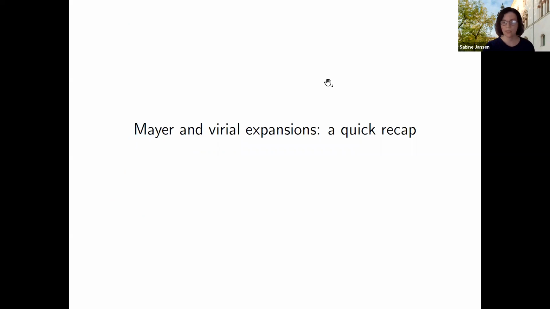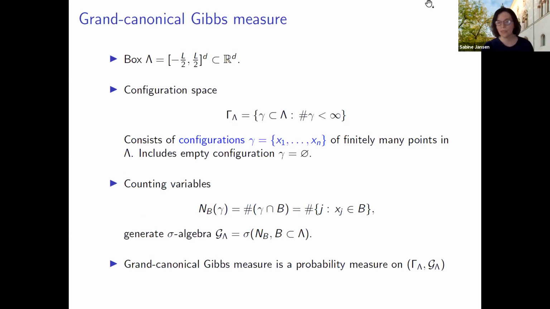All right, so let's start with a recap. Let me first say what kind of models I have in mind. Everything I do will be in finite volume in the beginning, and then at some point I will take the limit. I work in a finite box. Configurations are simply collections of points, gamma = {x_1, ..., x_n}. Because I'm in a finite box, it's enough to look at collections of finitely many points. I will call capital Gamma_Lambda the configuration space.